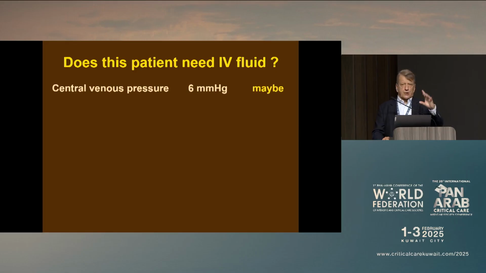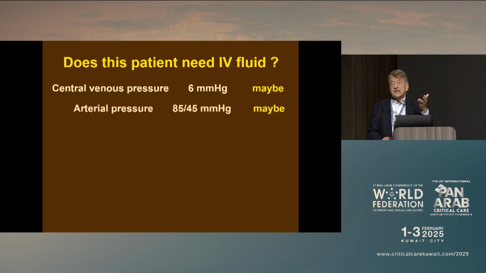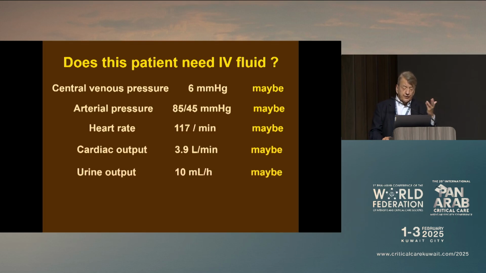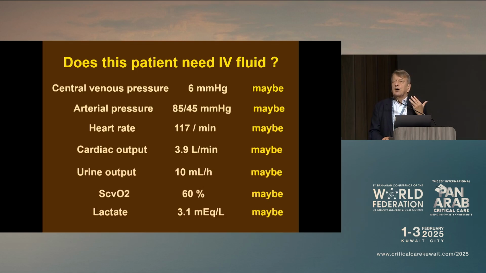The central venous pressure, oh no, very bad. Okay, but the arterial pressure doesn't tell you if the patient needs fluid. The heart rate does not. The cardiac output does not. The urine output does not. So you cannot use them alone. And so as I said yesterday, if you need to integrate variables, you need to be very, very intelligent.